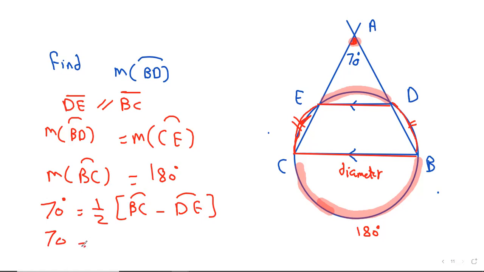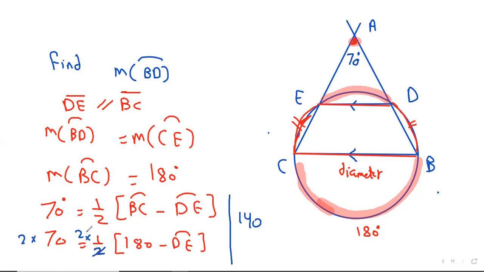So 70 is half. BC is 180 minus this arc DE. Just to get rid of this 2, multiply by 2 both sides. So 2 times 70 is 140. Cancel 2 and 2. So 140 equals 180 minus the arc DE. So the measure of the arc DE equals 40 degrees. That's 40.